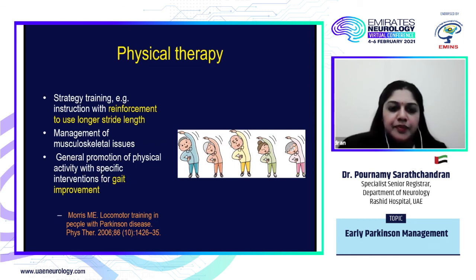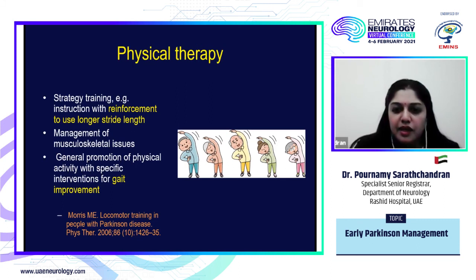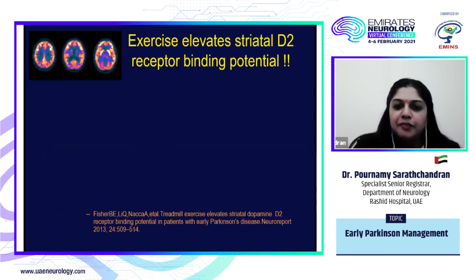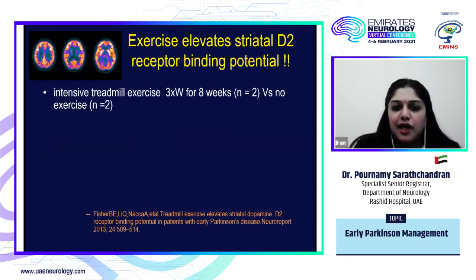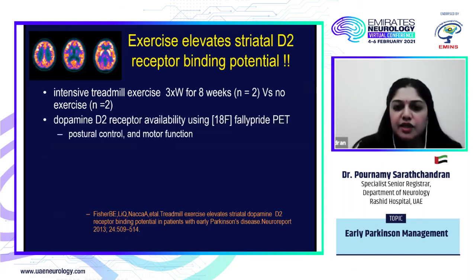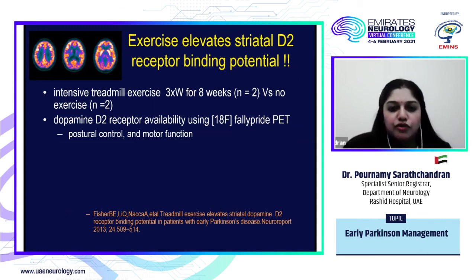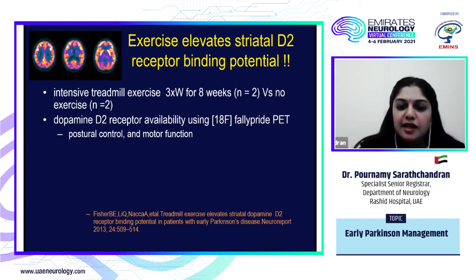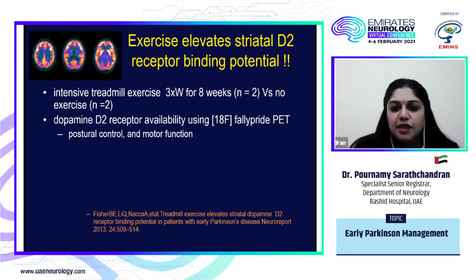Strategy training, specifically aimed at gait therapy and musculoskeletal issues, will improve the quality of life. And in one pilot trial, they studied patients doing intensive treadmill exercise versus not doing it. They looked at the improvement in postural control and motor function, and also with PET scan they studied the dopamine D2 receptor availability.